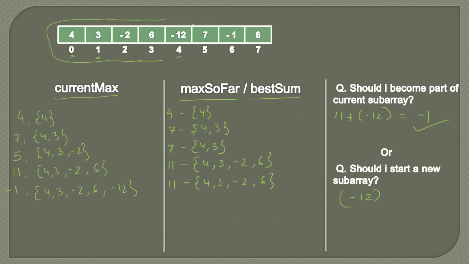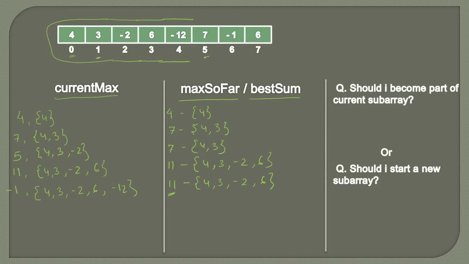Let's suppose if our array would have ended here. So the answer would have been 11, which is being formed from the elements 4, 3, -2 and 6. So this is the significance of max so far. It keeps the track of the maximum sum of any subarray so far. So I'll just simply remove this. And here -12 comes with the current subarray.